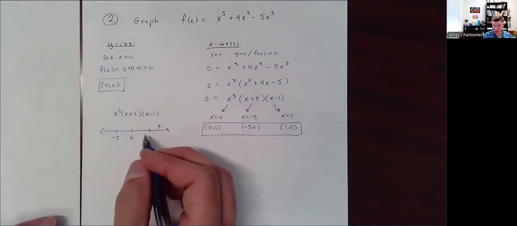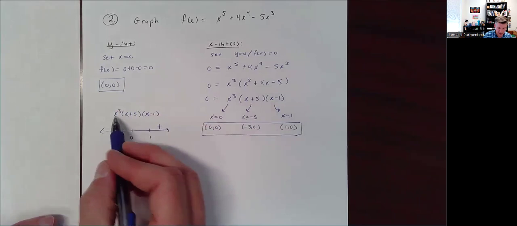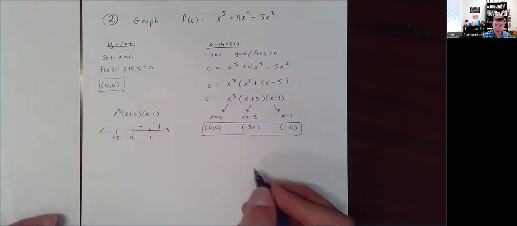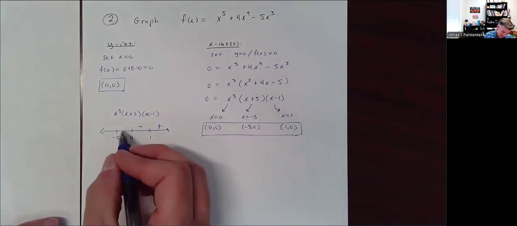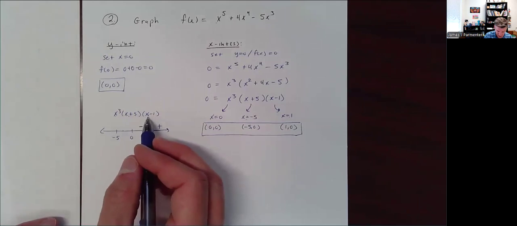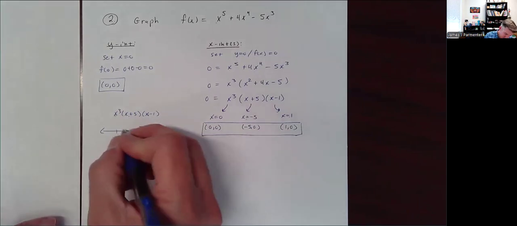Pick a number between 0 and 1, like 1/2. 1/2 cubed is positive. 1/2 plus 5 is positive. 1/2 minus 1 is negative. So it's a negative times 2 positives. Pick a number like negative 2. Negative 2 cubed is negative. Negative 2 plus 5 is positive. Negative 2 minus 1 is negative. And the negative times the positive, negative is positive.